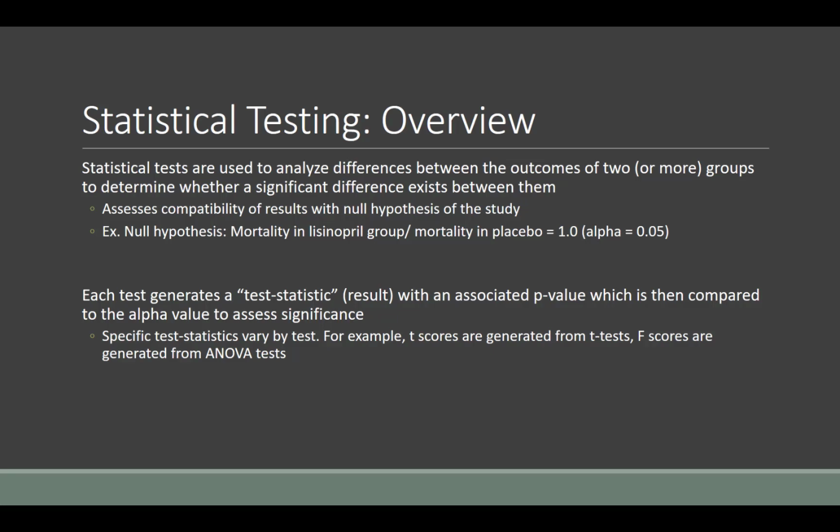When we run the statistical test, we'll generate what's called a test statistic, which is simply the result of the statistical test. Each test has an associated distribution and table with which you can compare the test statistic to determine the associated p-value. Then you compare that p-value with your alpha value, which you established before the test was undertaken, to assess significance. So specific test statistics will vary by test. For example, there are things called t-scores, which are generated from t-tests. F-scores are generated from ANOVAs. But no matter what the score, they all correspond to a given p-value, which we then compare for statistical significance.